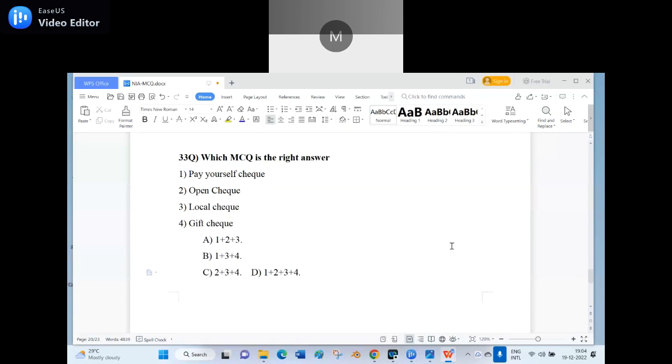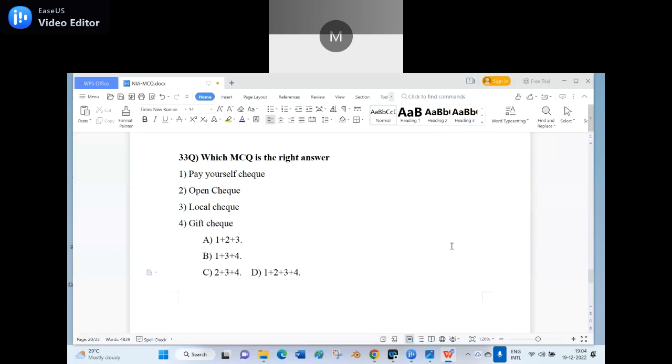Did I make the correct answer or did I make the wrong answer? Please correct it. Which option is the right option? C, 2 plus 3 plus 4. Option C, sir. See, bearer check can also be known as an open check.